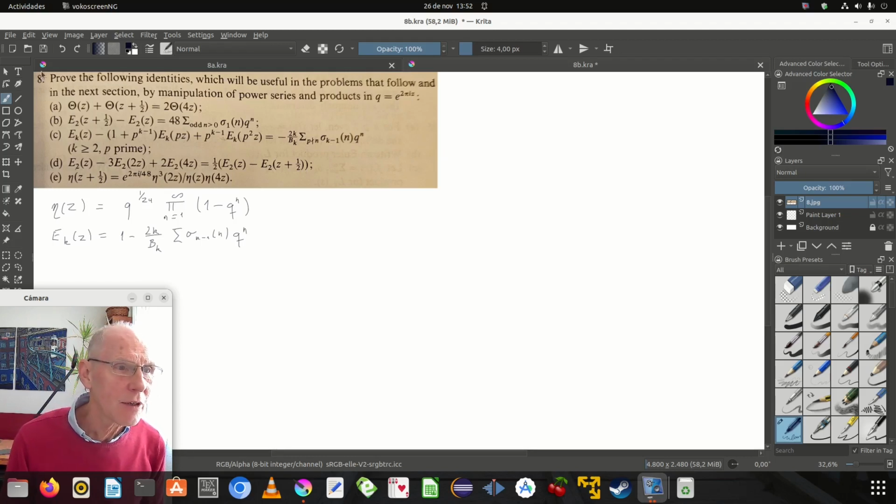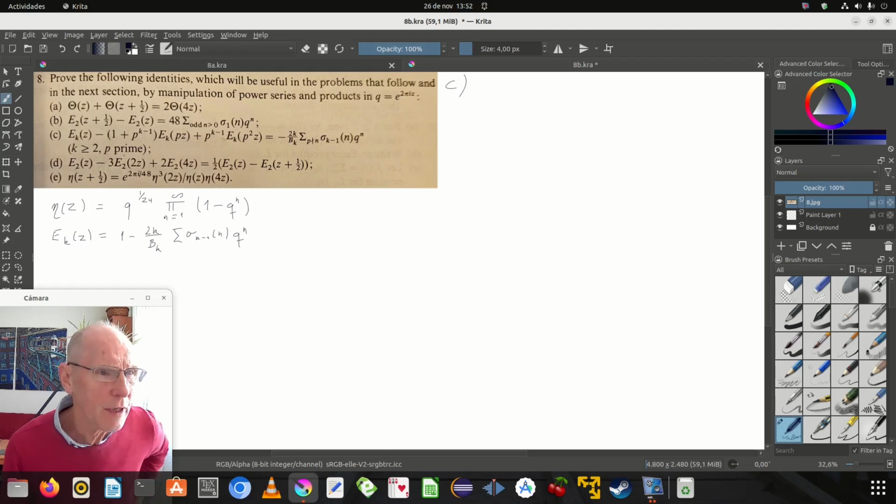And time to start on part C. It just occurred to me while reading it that D seems to be a specialization of C to p equals 2, and then applying this as well, B as well. But now let's do C in its own right.